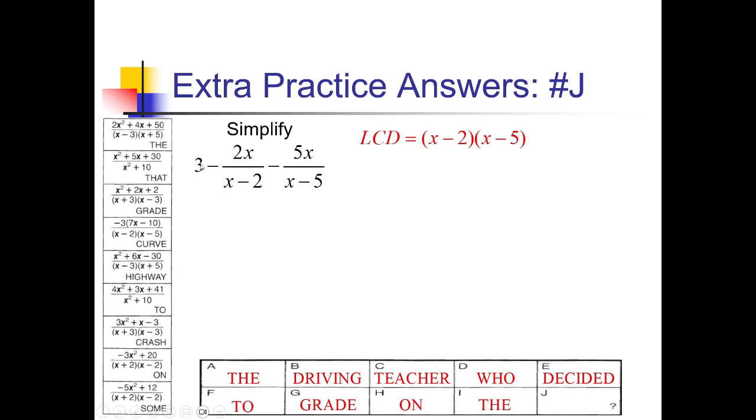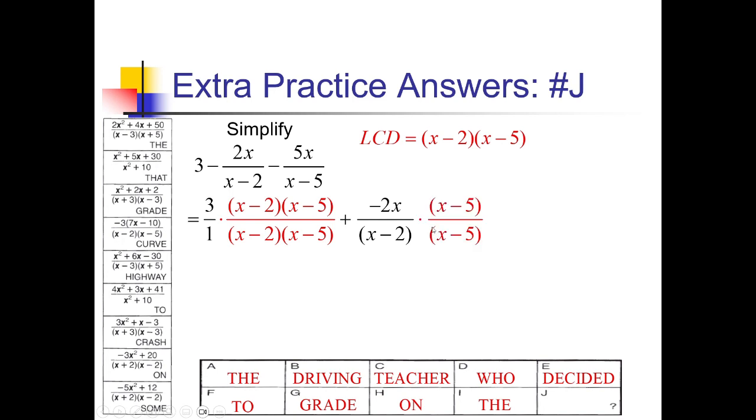My first term has a 1 in the denominator, so I need to multiply by this whole LCD over itself. And then for my next term, I'm going to make this a plus minus 2x over x minus 2 just to take care of the negative. And then that's missing the x minus 5. So let me multiply by x minus 5 over itself. And then my last term, let me make this a plus minus 5x over x minus 5. And then multiply by the x minus 2 over itself, because that's what I'm missing in that denominator.